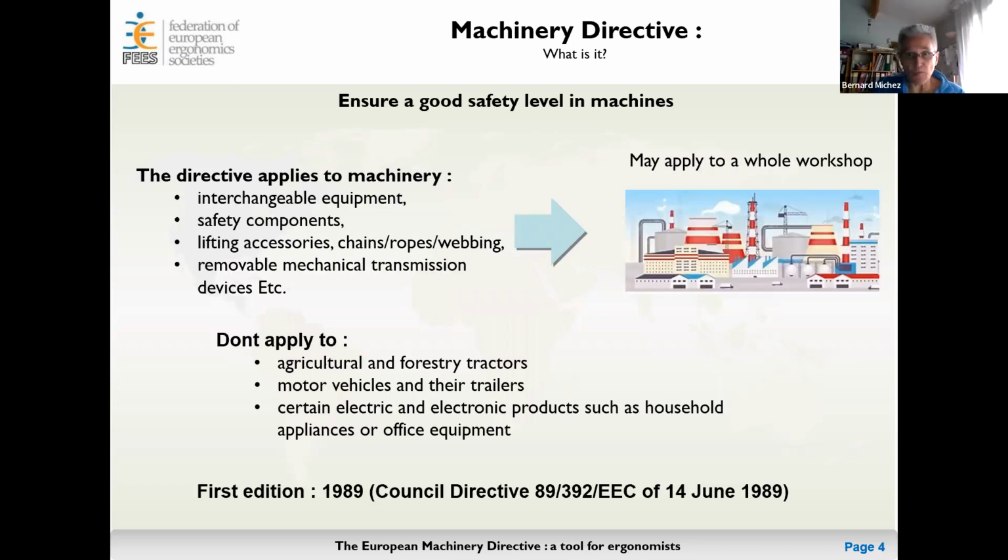What is it? It applies to machinery. We have to consider that a machinery may be a whole workshop. In the whole factory, there are several machines grouped, working together that form a machinery. It applies to the different equipment in it, the safety components, the diverse devices, and so on. It doesn't apply to specific situations such as agriculture, motor vehicles, and so on. Those are not in the directive. It's taken over by other standards.